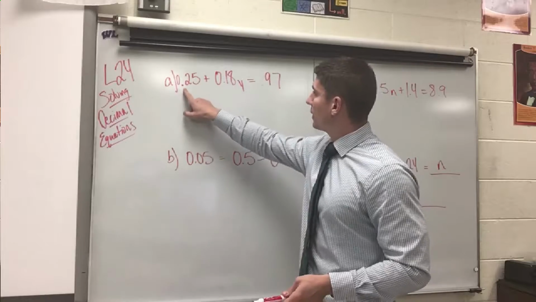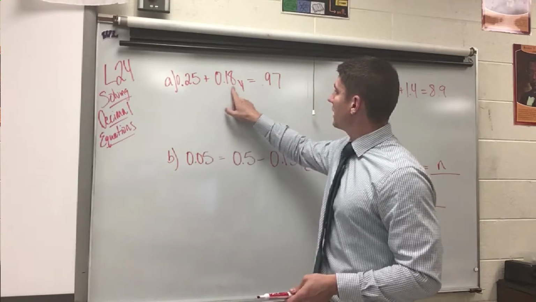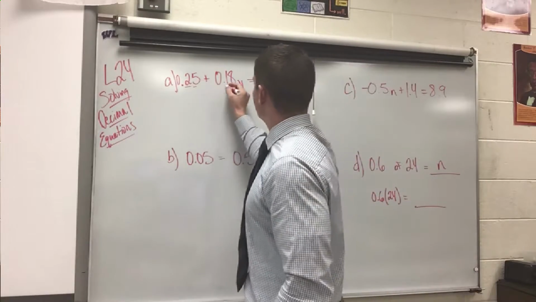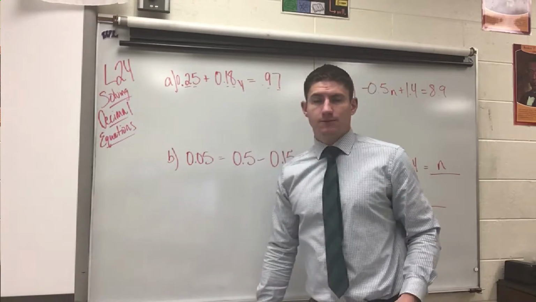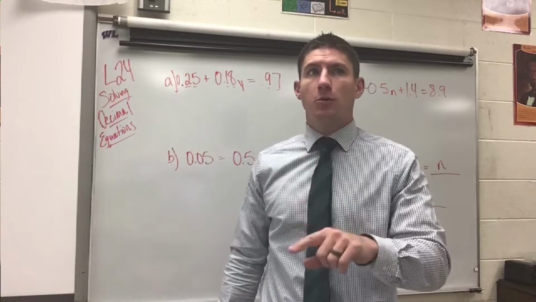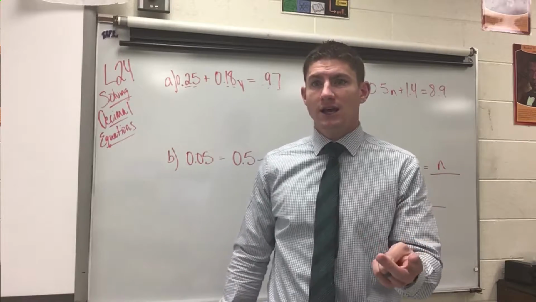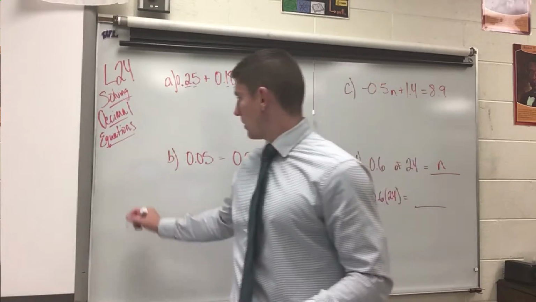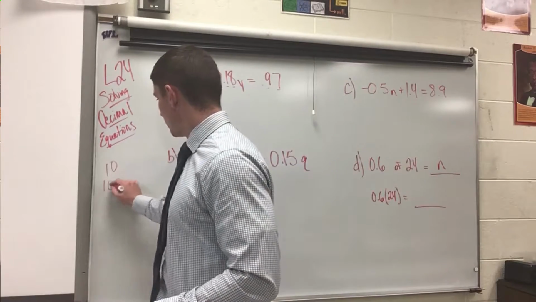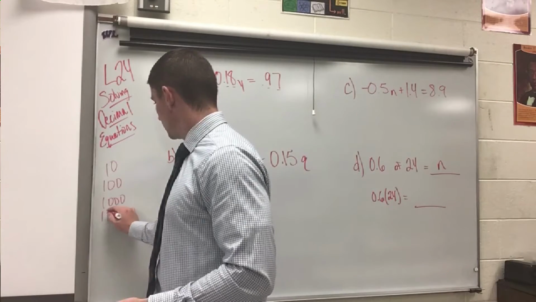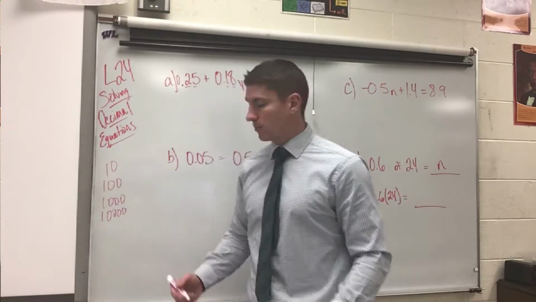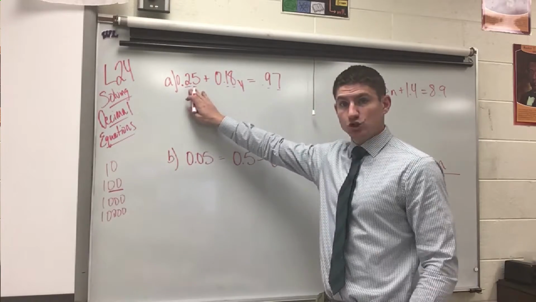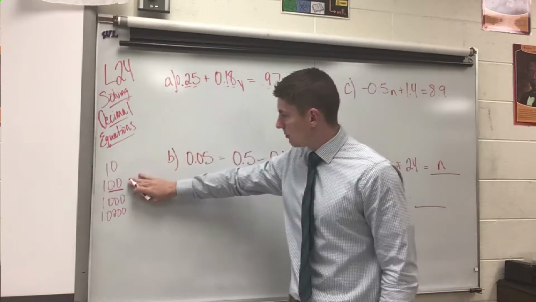You've got 0.25 plus 0.18y equals 0.97. All of these have two decimal places. It means to move that decimal place twice, my power of 10 has to have that many zeros. So my powers of 10 are 10, 100, 1,000, 10,000, and so on. The appropriate one is going to have the same number of zeros. So if I need to move that decimal place two places to the right, I need to multiply by 100.